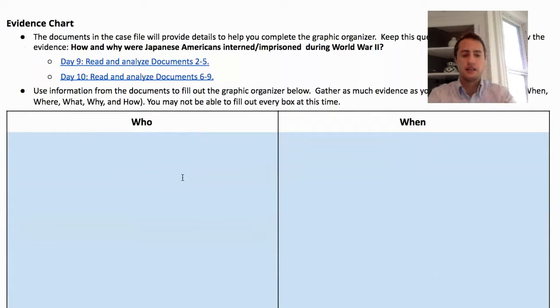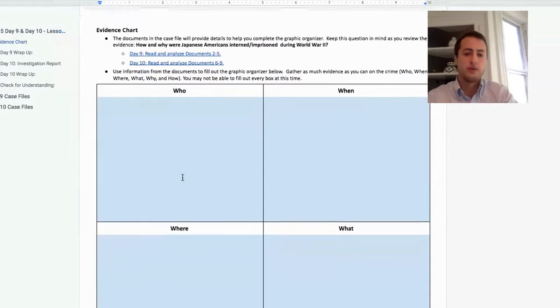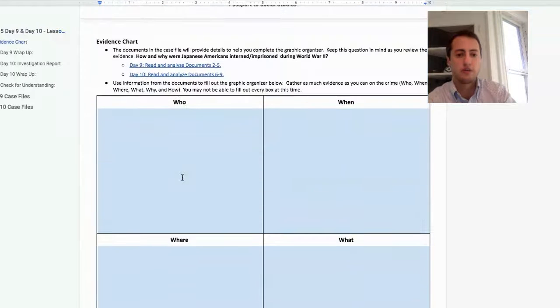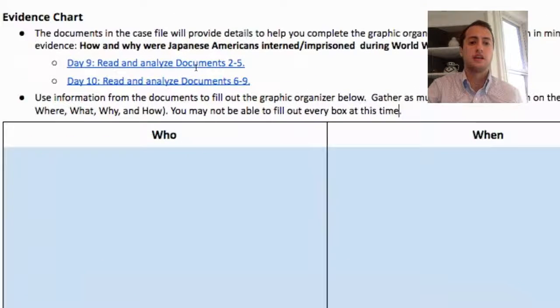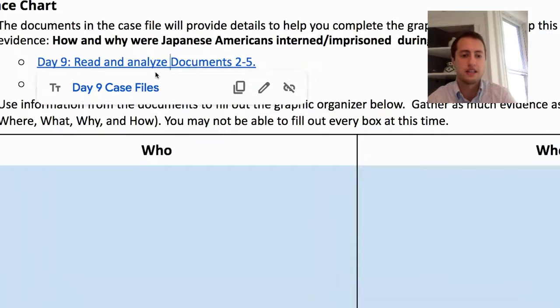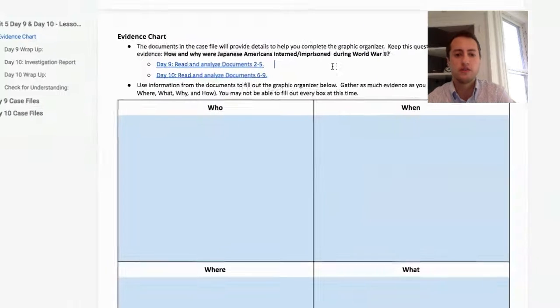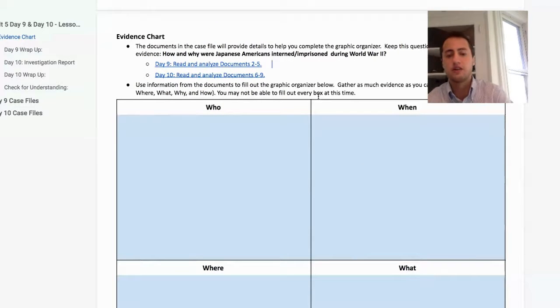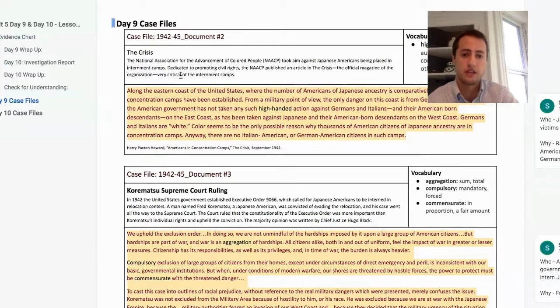Then the Google Doc contains the full who, when, where, what, why, and how chart all on one page. It gives students the same directions they have in the slides, and it also links to the documents themselves. If you click on these links, it will bring you to the documents in the same file. But if you want to, you can have students do the work on this file and look at the Google Slides for the documents themselves, in which case I would suggest deleting the case files off of this Google document. If you don't want to do that, they can just click the link and it will bring them straight down to the case files here.